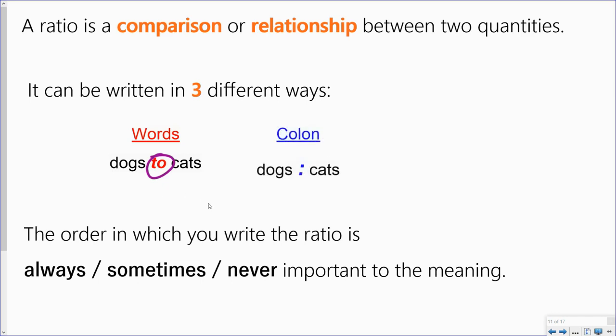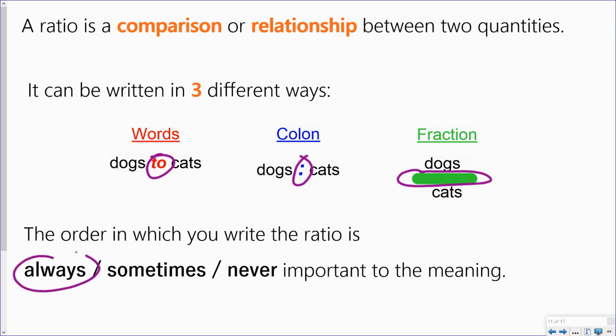Or it can be written using a colon. So in this case, it's these two dots that are the colon. And so again, I'm representing dogs to the number of cats that I have. And then the last way I could write it is as a fraction. So again, this fraction line is representing that comparison. So I'm comparing the number of dogs to the number of cats that I have. And the order in which I write a ratio is always very important to the meaning.